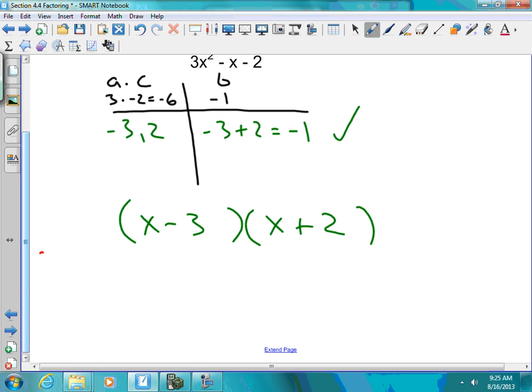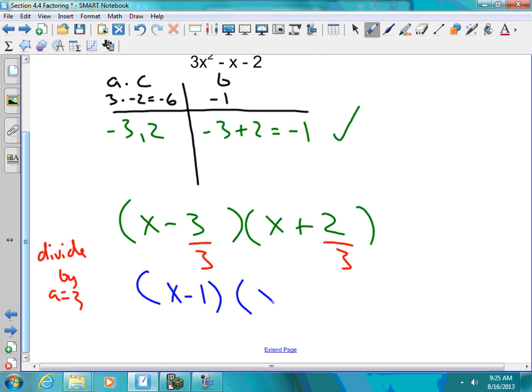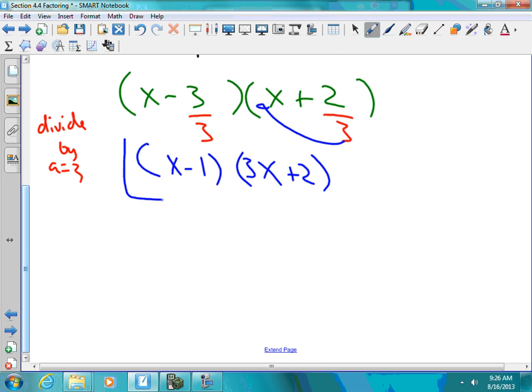So we have to somehow get a 3x squared out of this, and this is where bottoms-up comes in. We are going to divide by a, which in this case is 3. So we divide both the negative 3 and the positive 2 by 3. 3 divided by 3 is 1, so I get x minus 1. 2 divided by 3, that does not reduce, does it? 2/3 is already reduced, so this is where the bottom comes up, and I get 3x plus 2. And that is how we factor this trinomial.